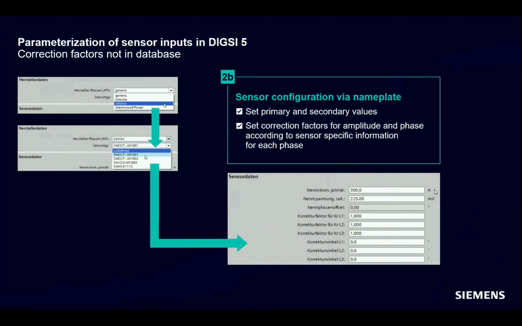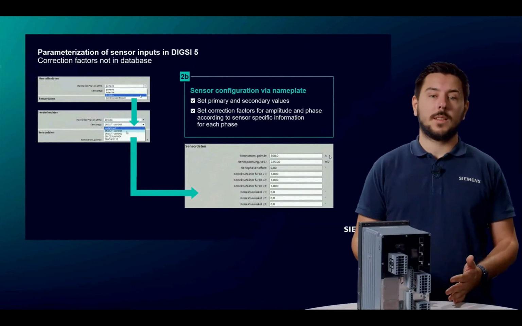Once the sensor data has been set, all further steps do not differ in any way from a SIPROTEC 5 device with conventional measuring inputs, with the exception of the lack of secondary adjustment mode, of course. And with that, I would like to end this section and come to the summary and the key takeaways for you.